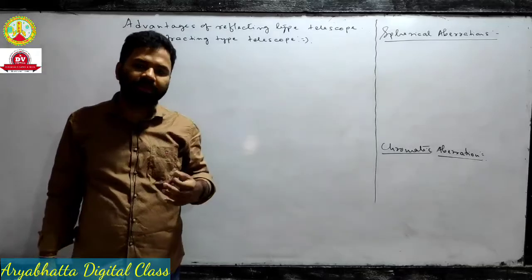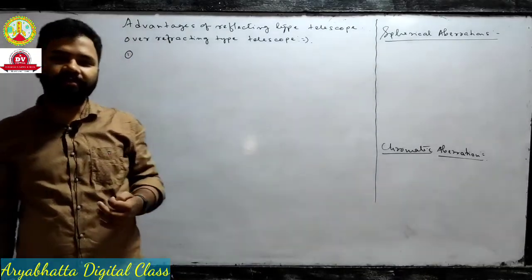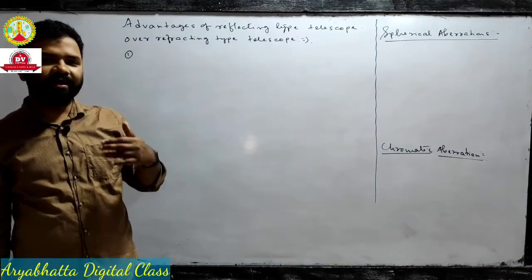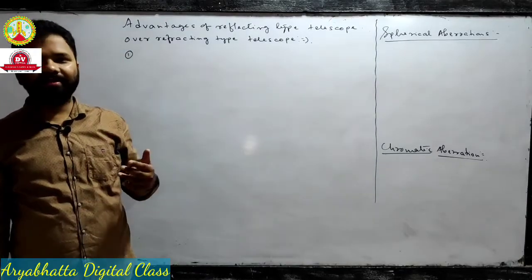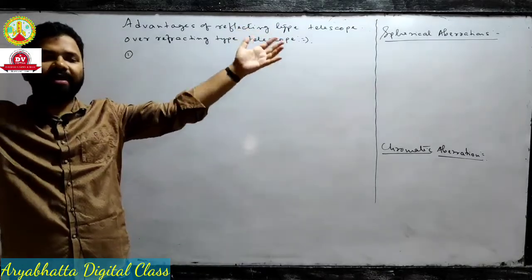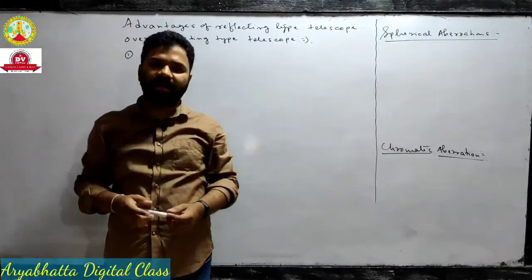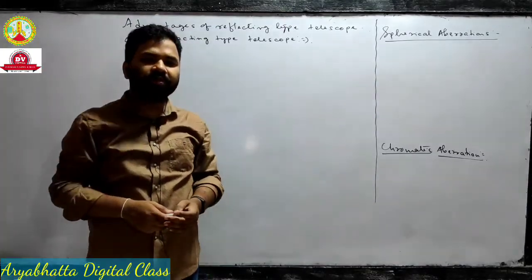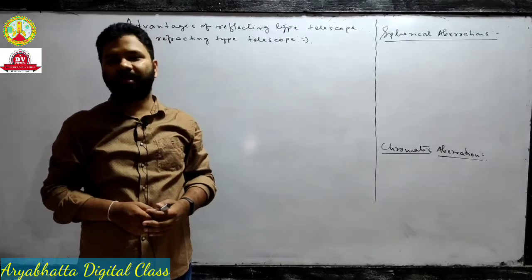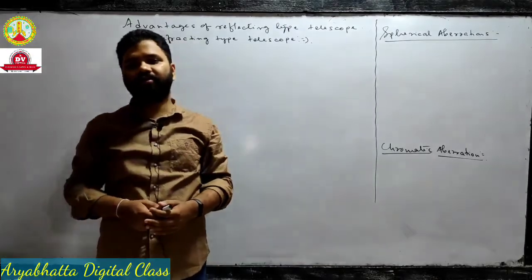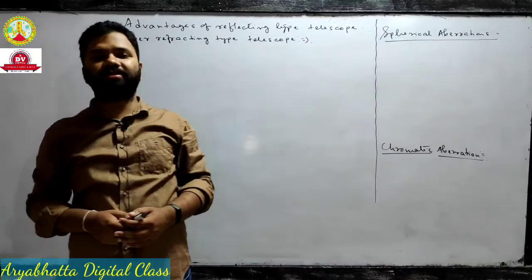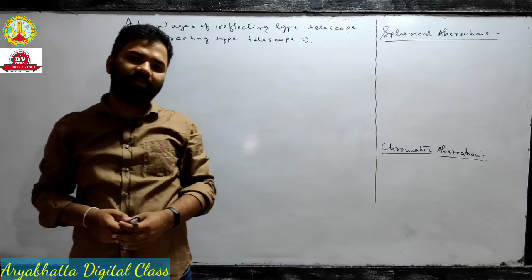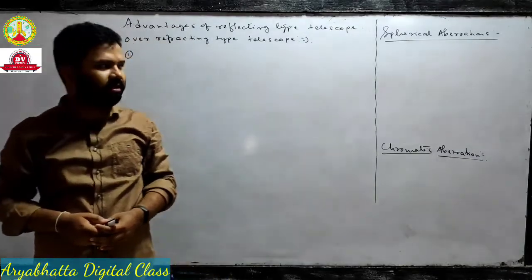As you all know, the refracting type telescope uses two lenses. One is the objective lens, having larger aperture, larger focal length, so that it can cover an object very clearly. And the second one is the eyepiece lens, having small focal length or small aperture, which is exactly opposite to that of the compound microscope. In the compound microscope, the objective lens has a small aperture or small focal length, whereas the eyepiece has a larger aperture or larger focal length, okay?